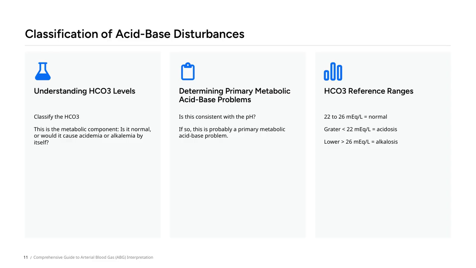When we're determining whether there's a primary metabolic acid-base issue, the next step is to classify the HCO3. This helps us understand the metabolic component's role, whether it's normal, or if it's elevated or decreased enough to cause acidemia or alkalemia on its own. In summary, understanding these HCO3 levels and their relationship with pH is crucial. It guides us in identifying whether the disturbance is metabolic and helps us plan our next diagnostic steps accordingly.